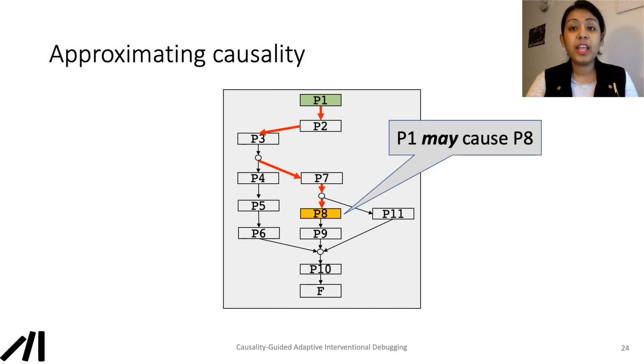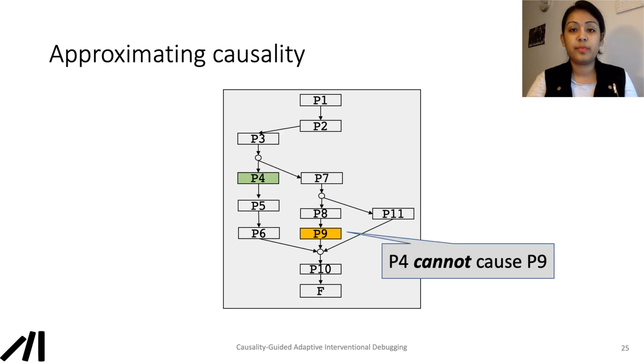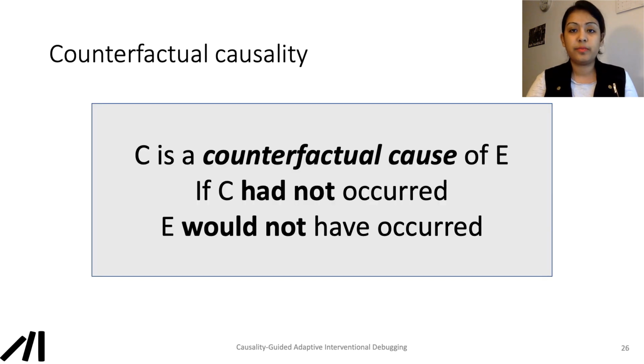For example, in this temporal precedence graph, there is a path from P1 to P8, and this implies that P1 may cause P8. On the other hand, there is no path from P4 to P9, so P4 cannot cause P9. Temporal precedence is necessary for causation, but it is not sufficient. There exist many different notions of causality in the literature. But in this paper, we adapt counterfactual causality.